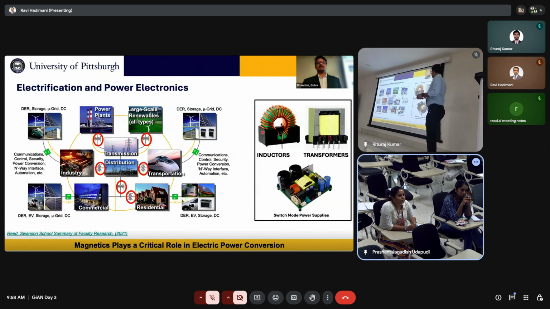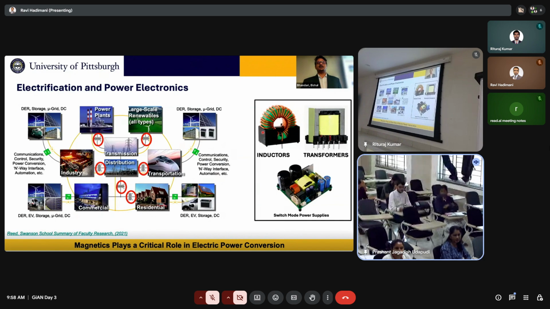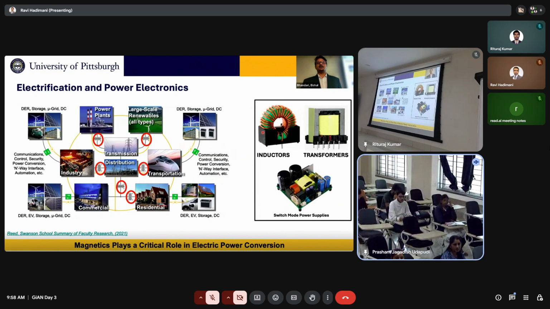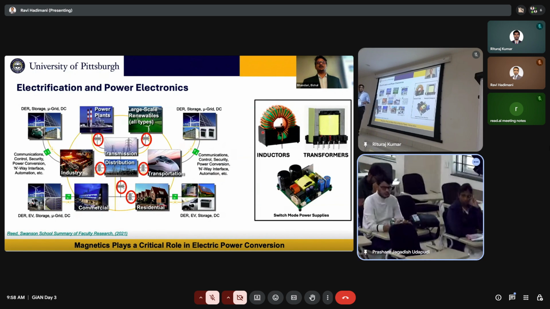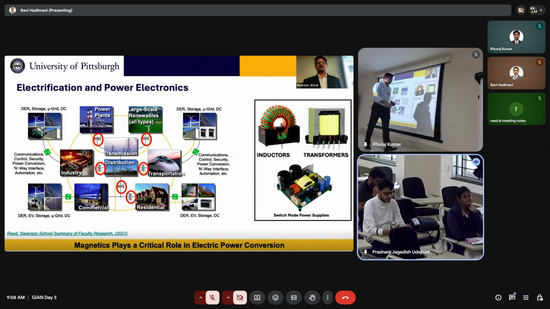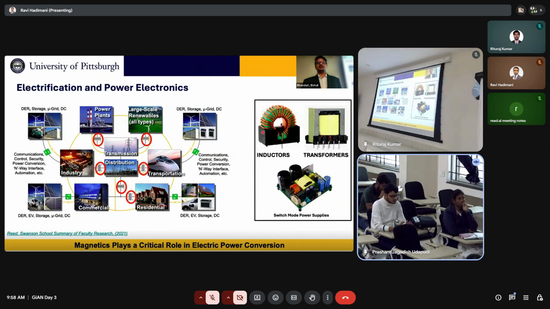So these are inductors and transformers. These two need soft magnetic materials, whereas generators and motors need permanent magnets. Okay, so for permanent magnets, you need very high coercivity. For soft magnets, that is for inductors and transformers, you need very low coercivity. Okay, so this is how.